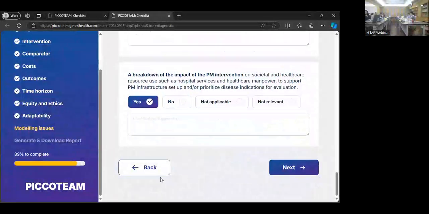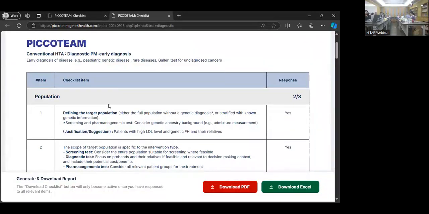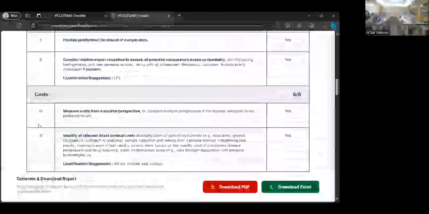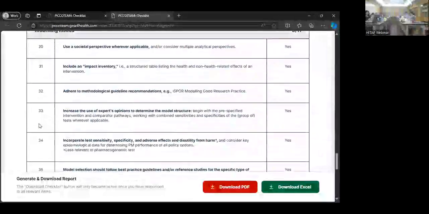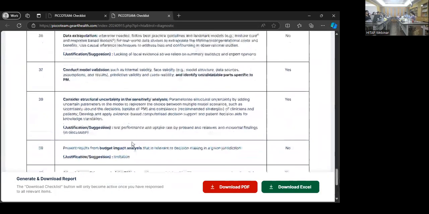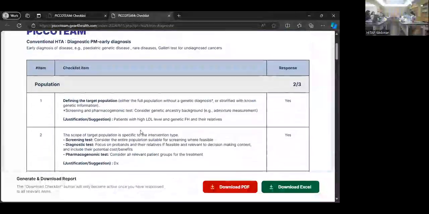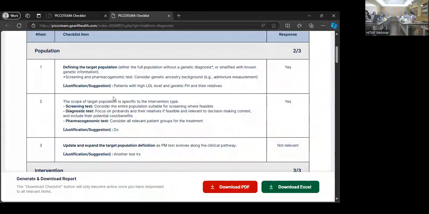So once you are completing these checklists, then you can click on to generate a report. And for the report, you will be able to see how many recommendations you have used for your study. Like here, our FH case study is between 60 to 80% compliant with this reference case. And for those that we did not adhere to in the reference case, there will be some explanations, which will be helpful for you to write your study report.